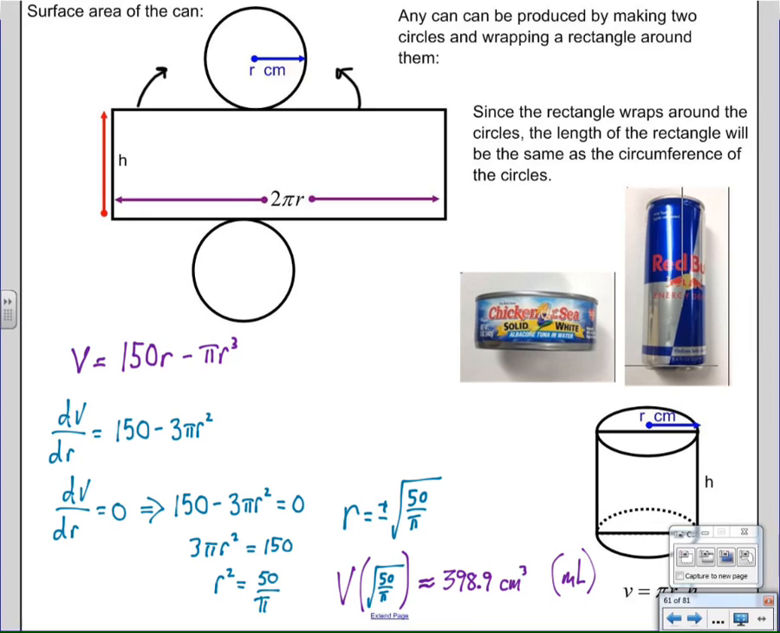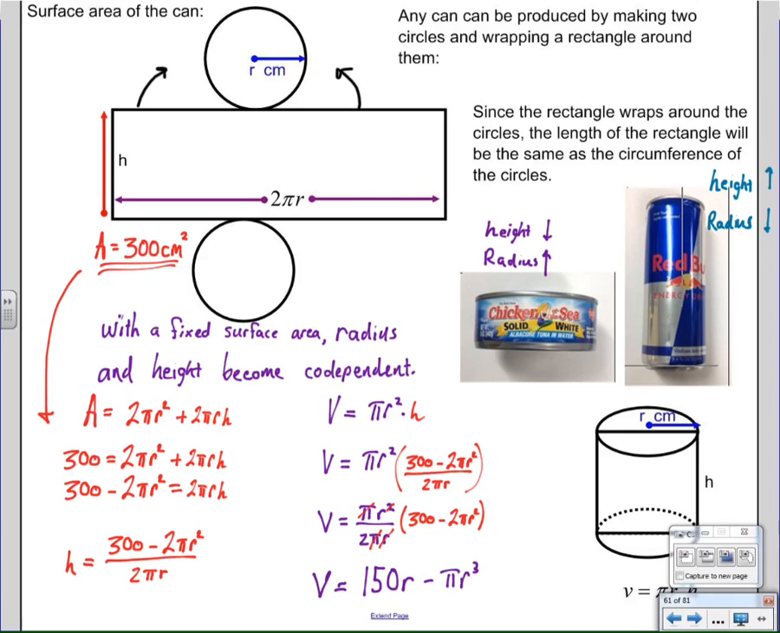That's our conclusion. So the most important part of this whole experience is understanding how we can take a fixed surface area so that we can make a connection between radius and height. We use the connection between radius and height to eliminate one of the variables in my volume formula so that we can then apply calculus methods to it.